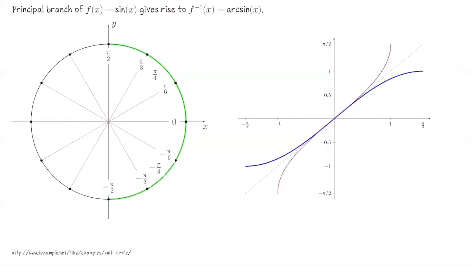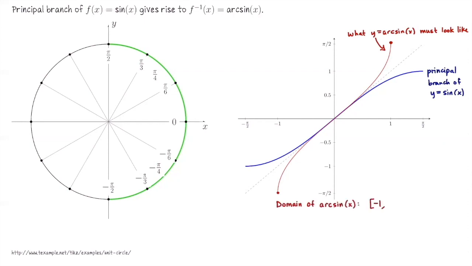This is the part of the sine wave that we're going to invert, which means that we can reflect it over the line y = x to generate a picture of what the inverse must look like. So y = arcsine of x must take this particular form. The domain and range for our principal branch of sine are going to reverse themselves to give us the domain and range for arcsine of x. So the domain of arcsine is -1 to 1. Those were the outputs from the sine function. And the range goes from -π/2 at the bottom up through π/2 at the top.